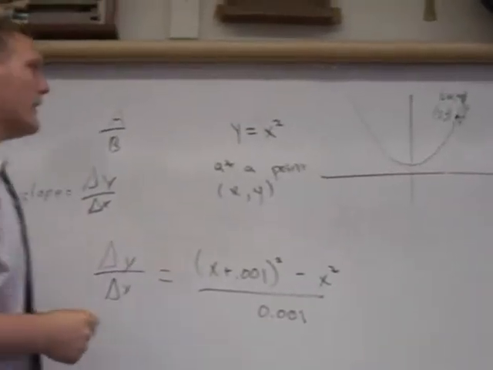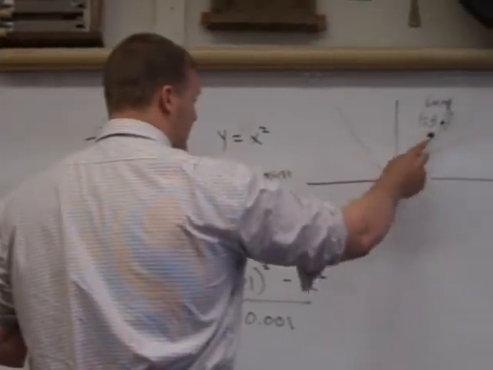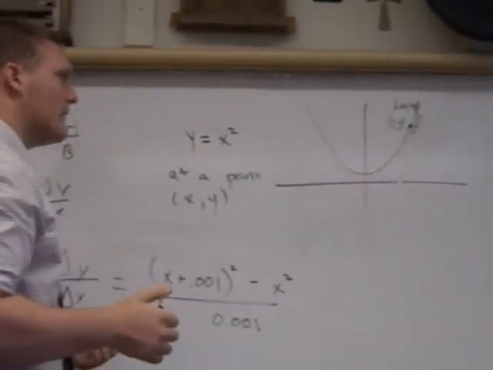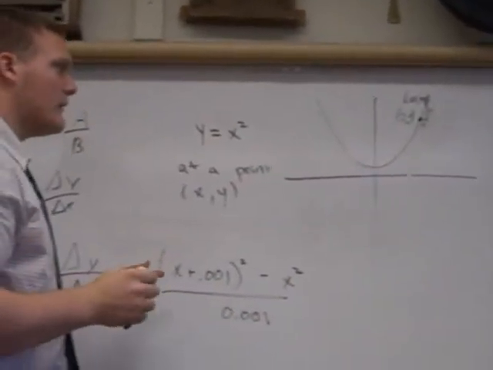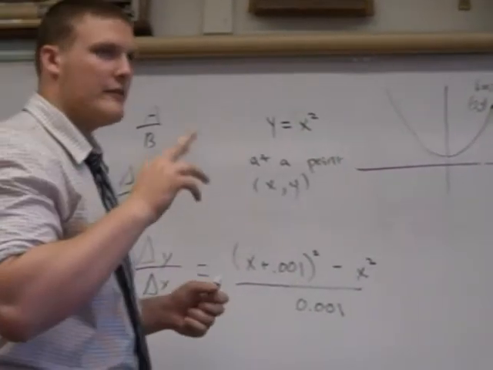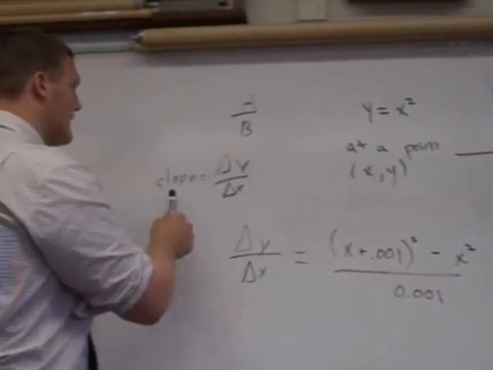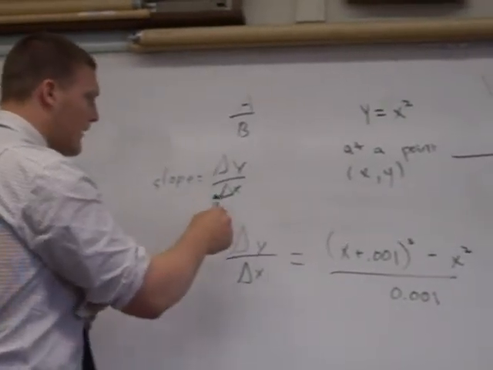You're going to need 1 point on the graph that you at least know 1 coordinate of, whether or not it's given to you, and then you're going to need another point very, very close to it in order to find the slope between the 2 points. So in this case, the slope is equal to the change of y over the change of x.